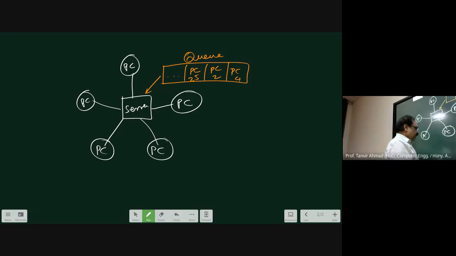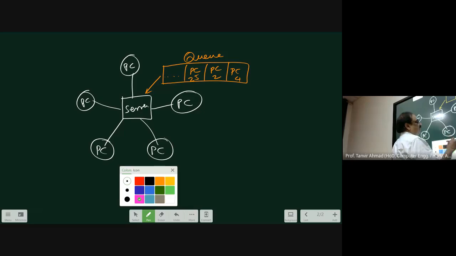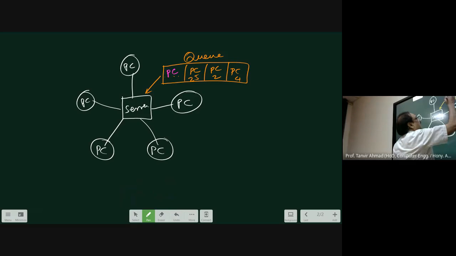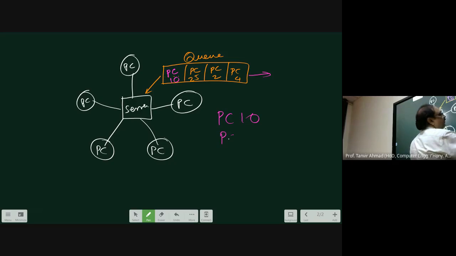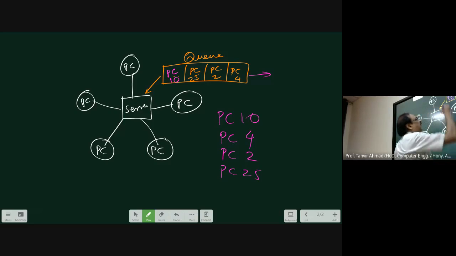Now suppose my job, let us take the example that my job is given from PC number say 10, and I want my job to be executed first. Obviously, when this is being done like this, you cannot do it, because before this 10, 4, 2 and 25 will be done, because you are maintaining a queue. But I don't want that. I want this to work with a priority. That means I want to execute first the job from PC number 10, then PC number 4, then PC number 2, and then PC number 25. That means I want to put this over here.